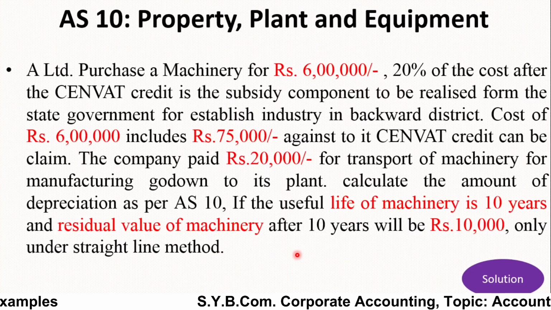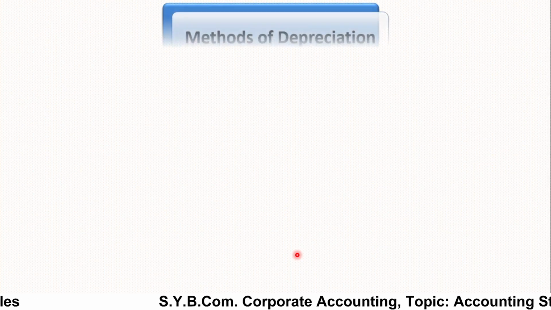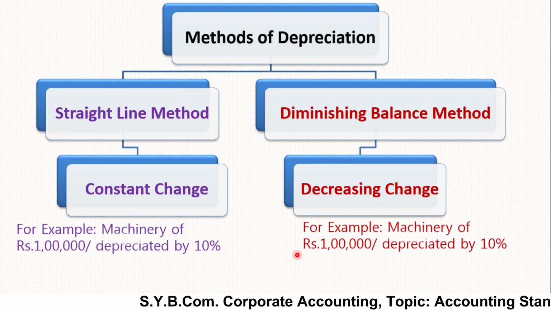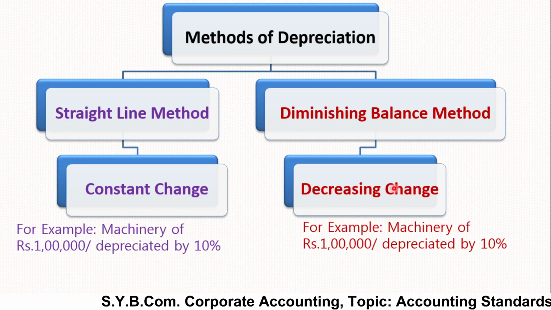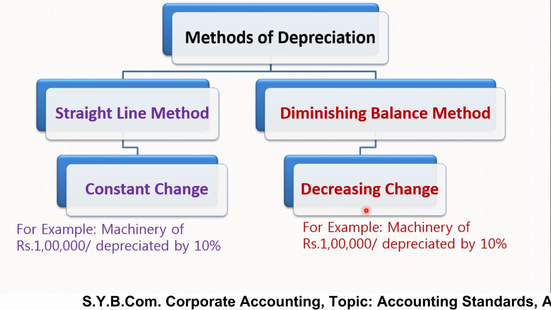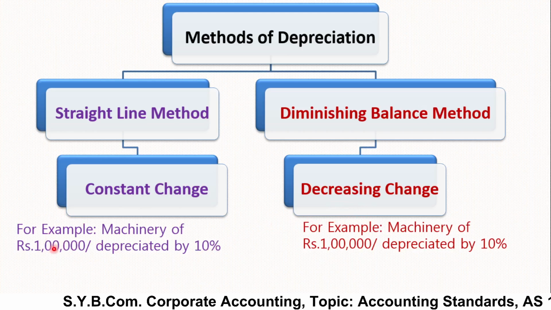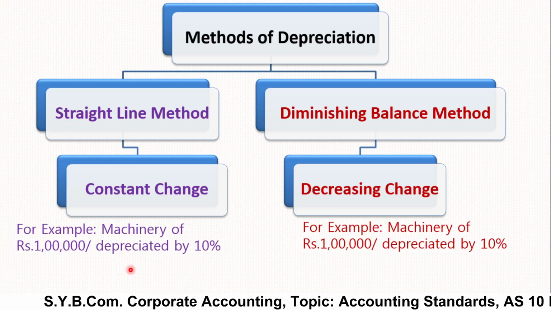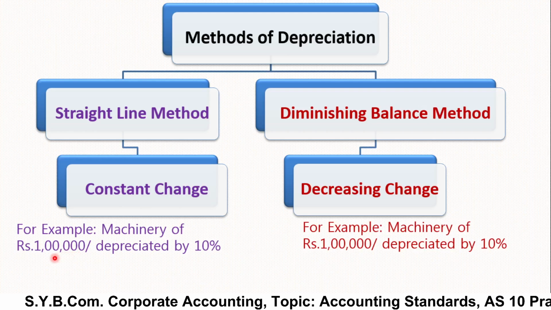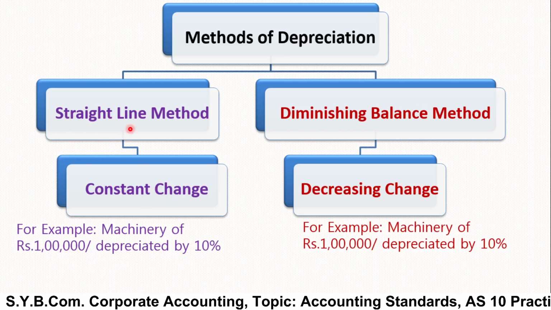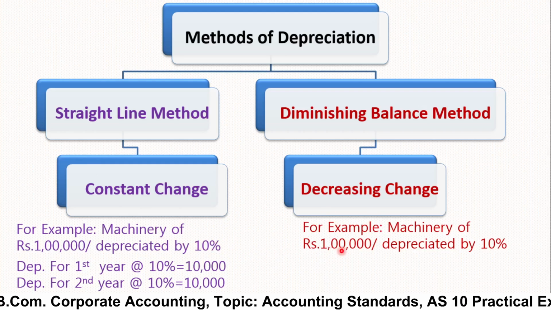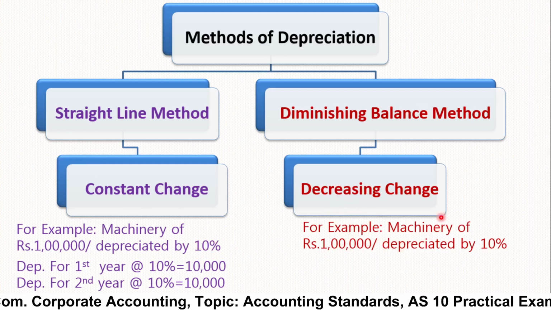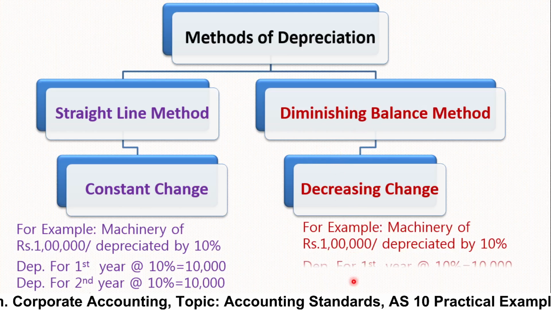So basically, there are two types of methods of depreciation, that is straight line method, and another one is diminishing balance method. Under the straight line method, the depreciation remains constant, and in the diminishing balance method, the depreciation changes every year. Here you can see one example, as we have already seen in the last video also. If there is a machinery of rupees 1 lakh and it is depreciated by 10% under the straight line method, it will be a different amount. However, if the same rate of depreciation is applied and the depreciation is charged under the diminishing balance method, the calculations are different.